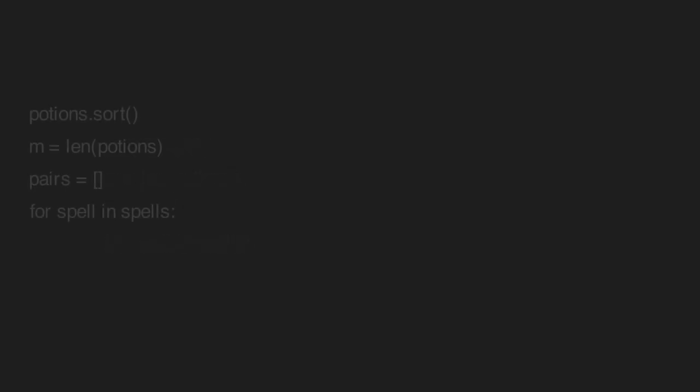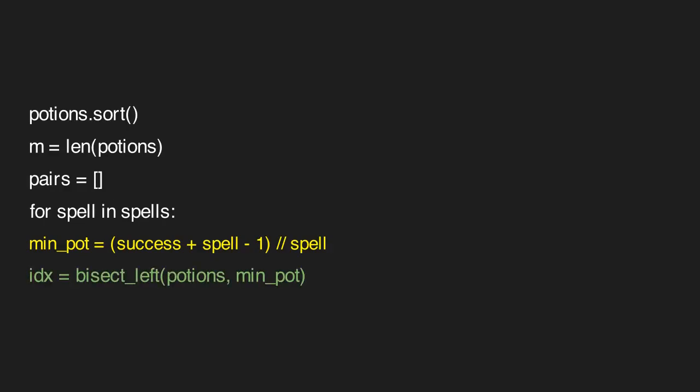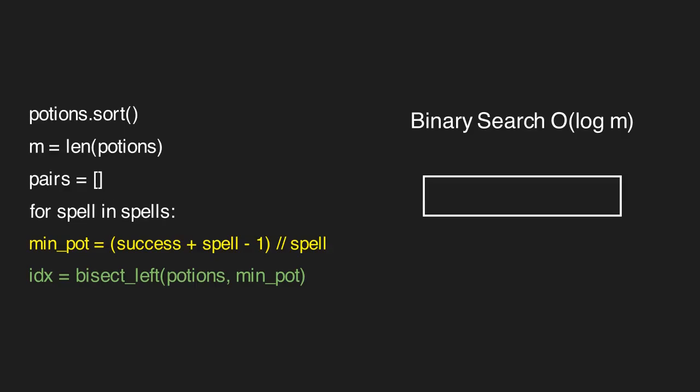Inside the loop, for the current spell, we first calculate our min potion needed using the integer formula we derived. Next, we use Python's bisect_left function. We pass it our sorted potions array and our min potion needed. This binary search efficiently finds the first index, let's call it IDX, where the potion strength is greater than or equal to our requirement.